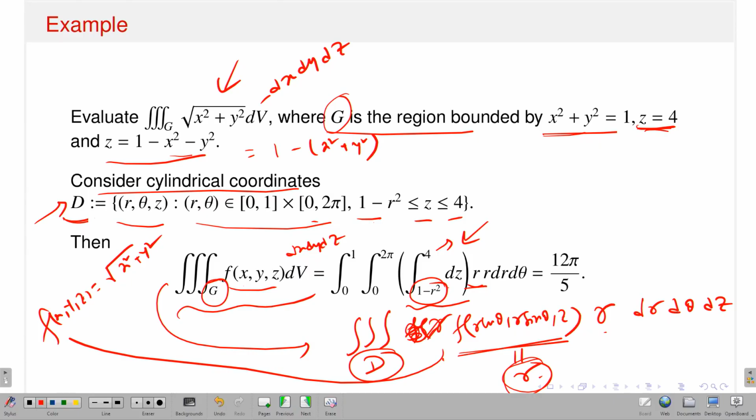So first you perform the integration with respect to the z variable, keeping r and theta constant, with the lower limit 1 minus r square to 4 because of this domain. You perform this z integral first, then you will have something which is a function of r, and then of course r and theta separately you do the integrations, and if you do that, this is the value you will get. Okay, so I think this is clear.